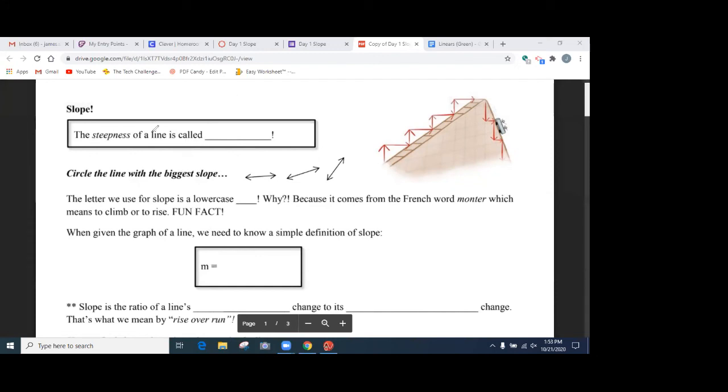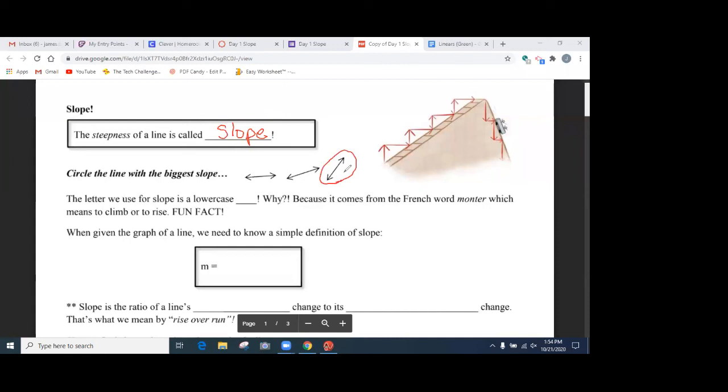All right. So right here, the steepness of a line is called slope. Okay. So slope describes how steep a line is. Okay. And right here, it says circle the line with the biggest slope. The steeper the line, the bigger the slope. So like this line right here is not going to have a very big number. It's not very steep. This line, it's going to be a little bit bigger. This line is the steepest slope. That's going to have the biggest number.